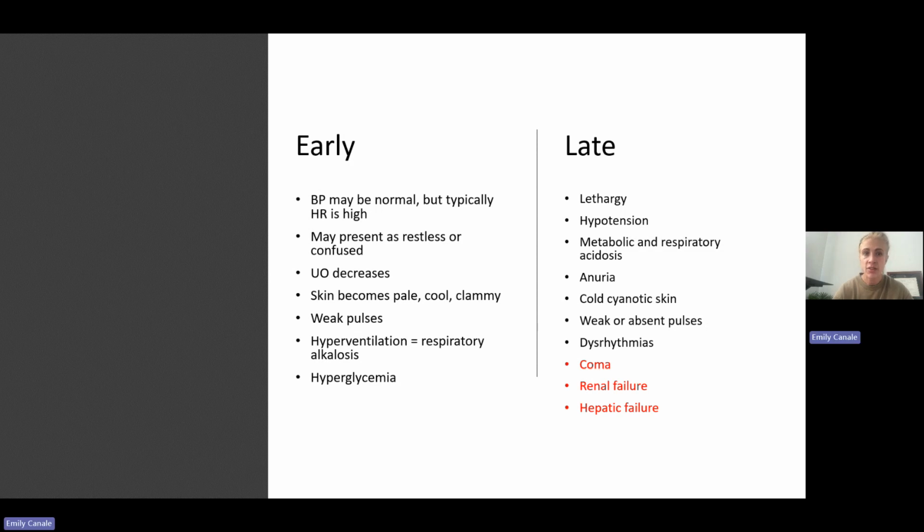So again, we want to catch this early. Always looking at the urine output, always assessing our skin, our pulses, doing a glucose check, checking the respirations. Their level of consciousness, getting an ABG, right? Putting in a Foley, checking the kidneys, right? As this progresses, now they're going to have multi-organ dysfunction.